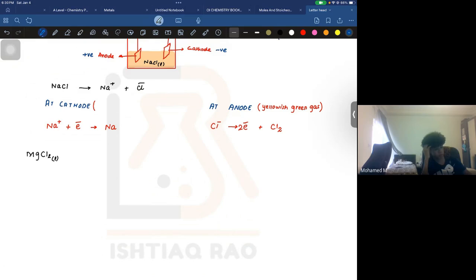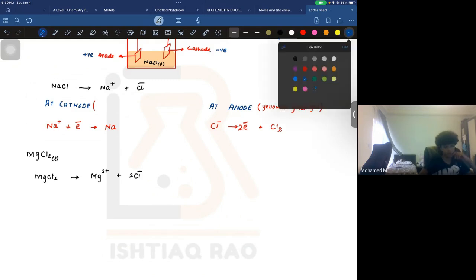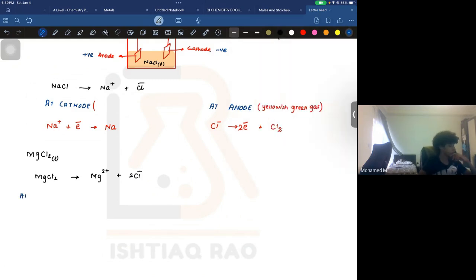Okay. So first of all, remember, magnesium chloride would give you two ions, Mg2 plus and 2Cl minus. And then at cathode, magnesium 2 plus would gain two electrons and form Mg solid.